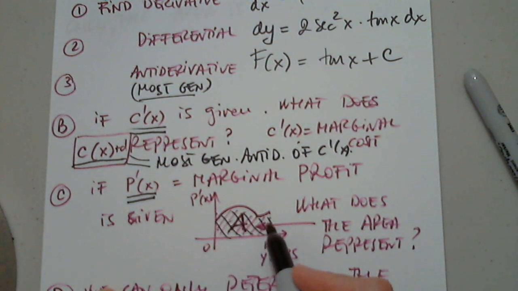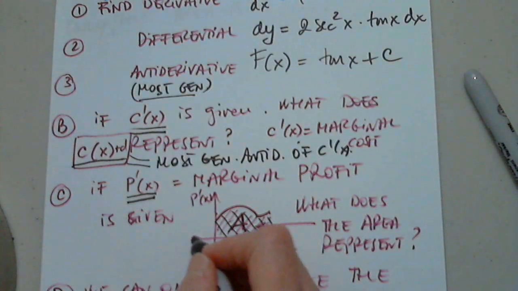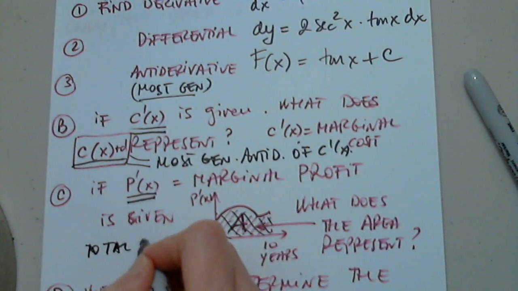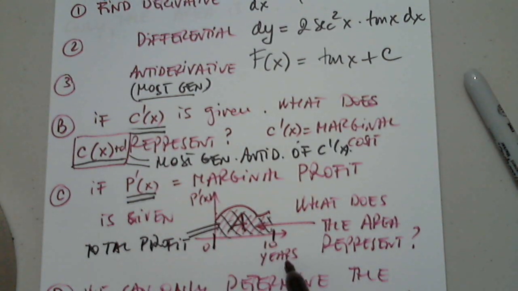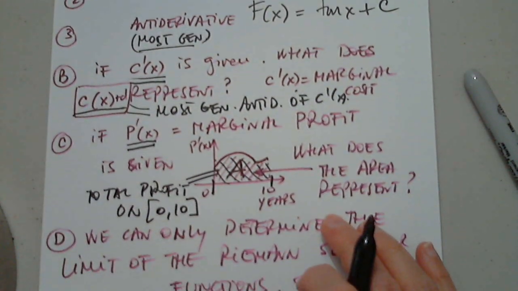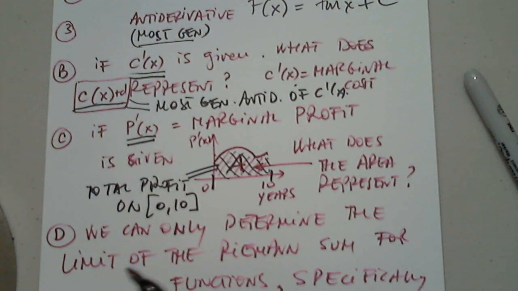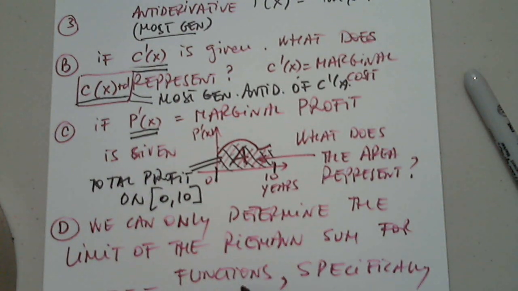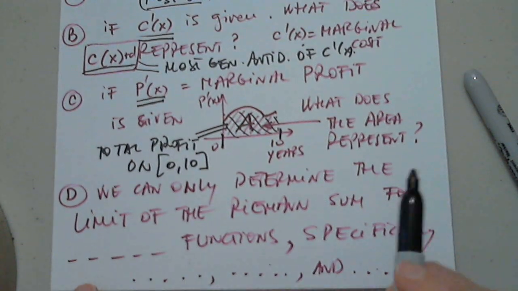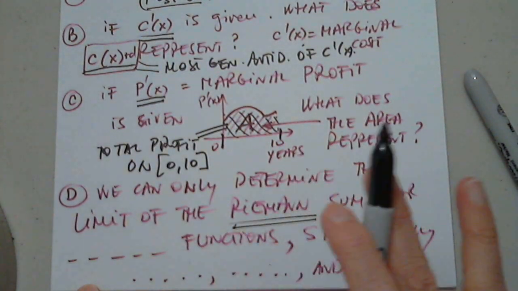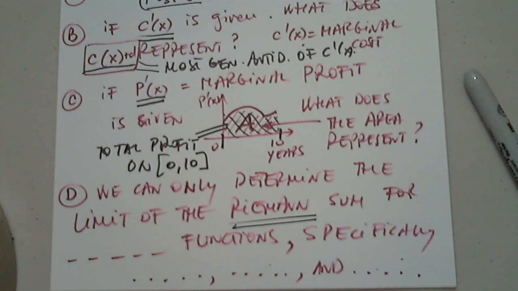What is this? Would it represent the total? Yes, total profit. So this is the total profit exactly between 0 and 10, if this is measured in years, on 0, 10 years. Awesome. We can only determine the limit of the Riemann sum for specific functions. Specifically, what type of functions can we determine the limit of?